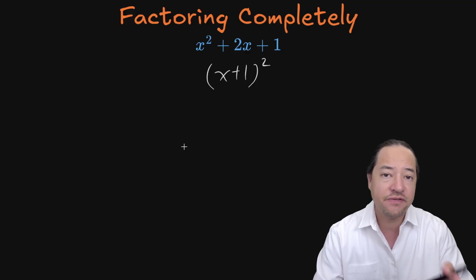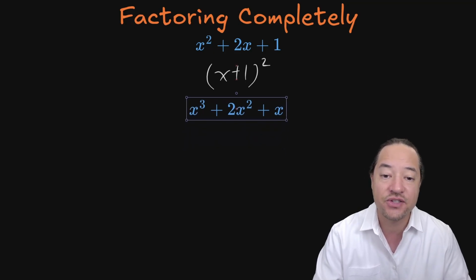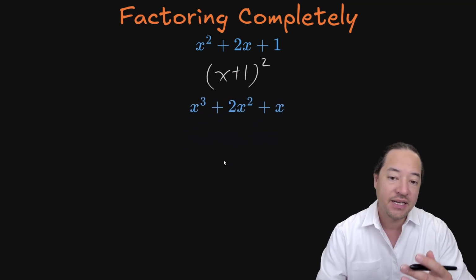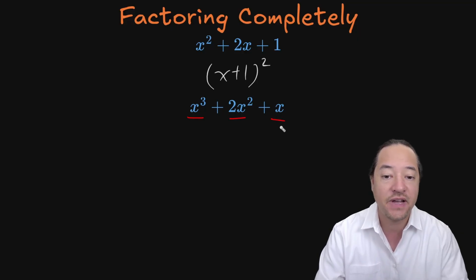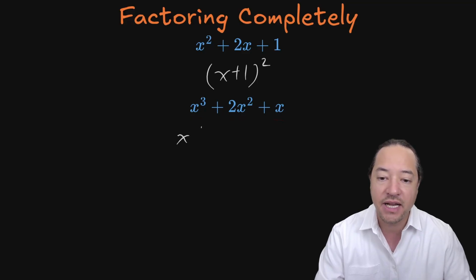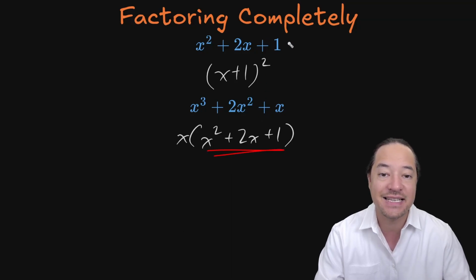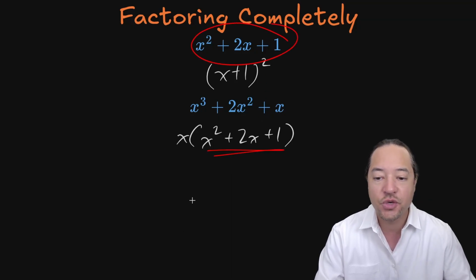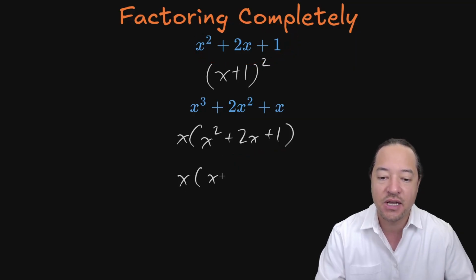But when we refer to factoring something completely, we're more often talking about an expression like this. Here's another example. What we can do is recognize that there is a greatest common factor of x in all three of these terms. So we could factor out an x, and that would give us x squared plus 2x plus 1. And now notice that this is exactly what we just factored. So we can factor this again, right? And we would get essentially x times x plus 1 quantity squared. And that's what we would get here.